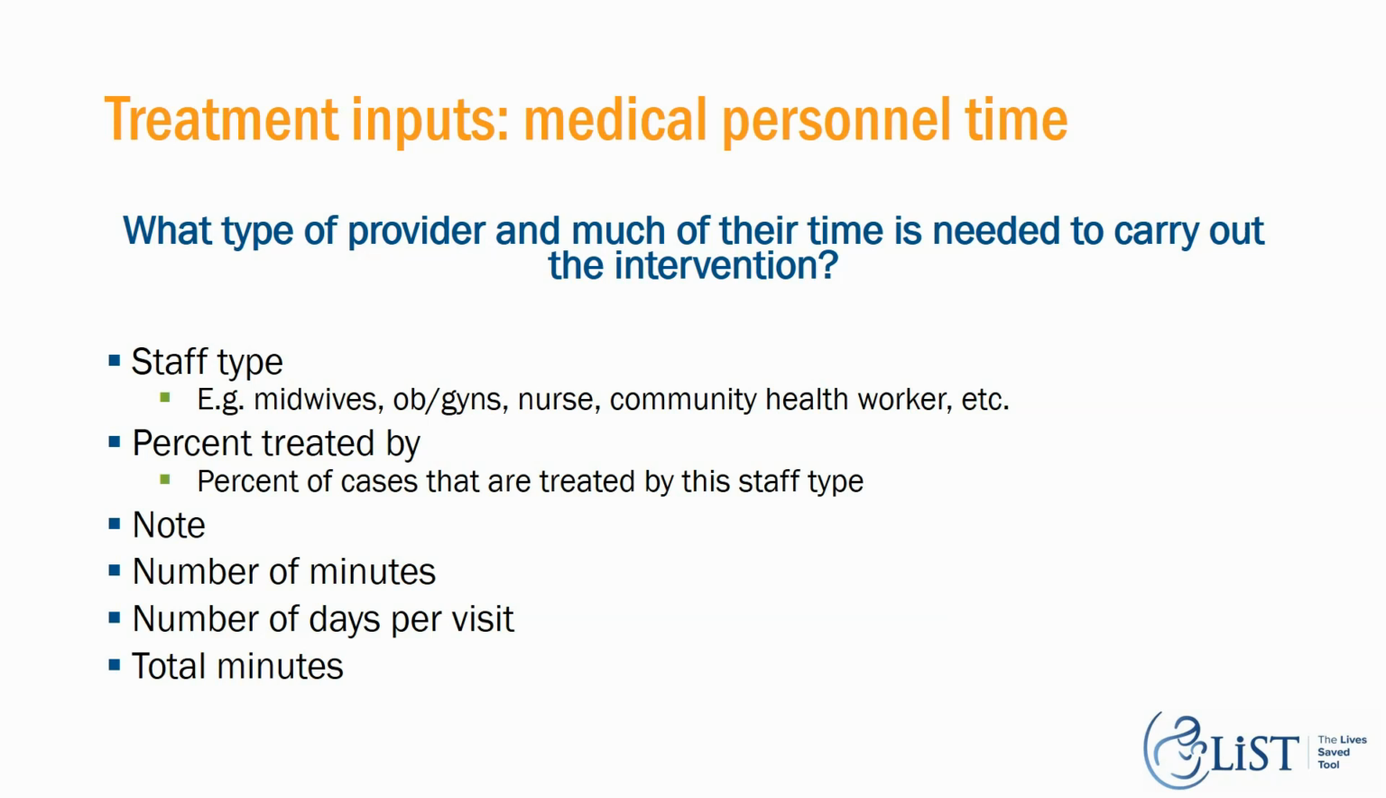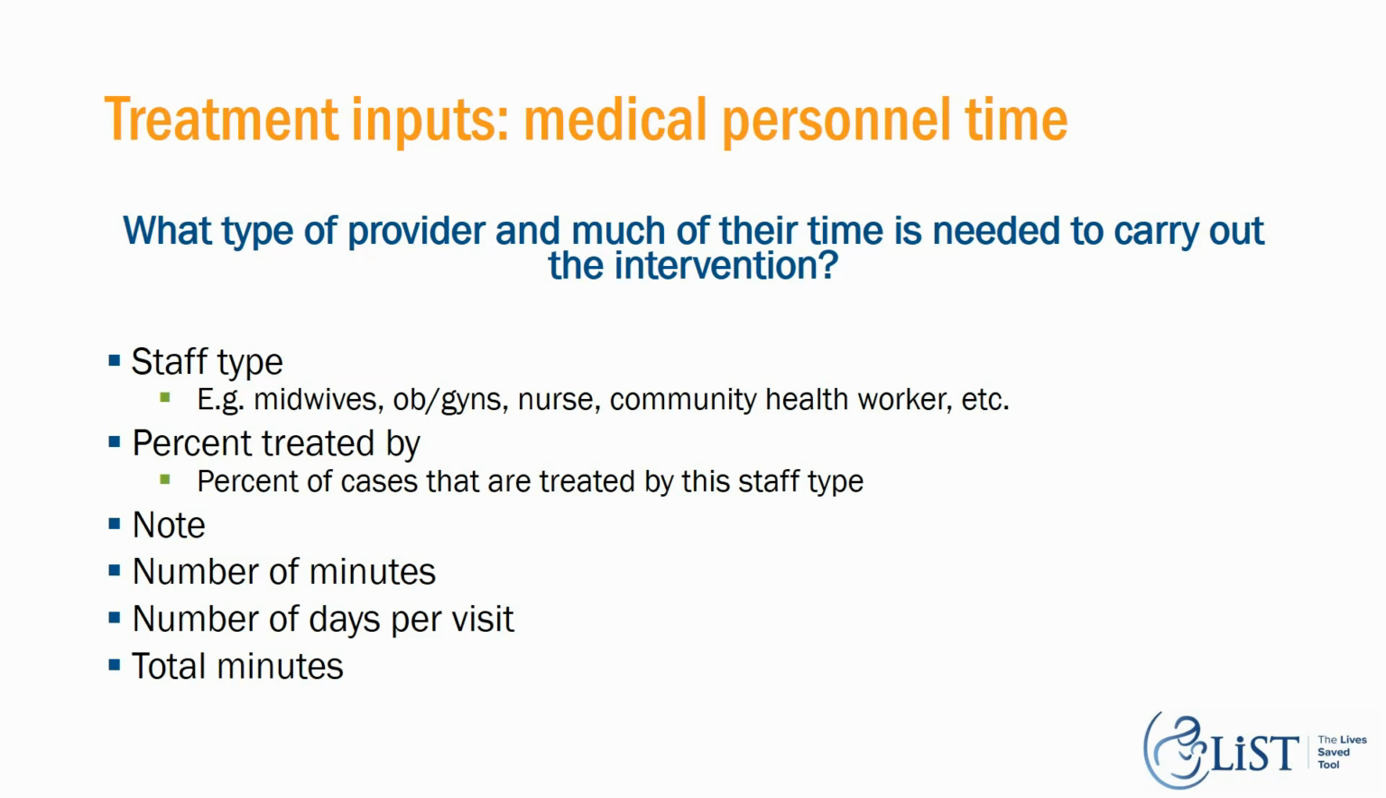And that's where that second percent treated by notion comes from. So similarly to what we just saw for the drugs and supplies, if it's an intervention that can be delivered by multiple types of cadres, this percent treated by will list out what percentage is being delivered by whom. So let's say 20% is being delivered by nurses, 50% by midwives, and then another 30% by medical doctors, for example.